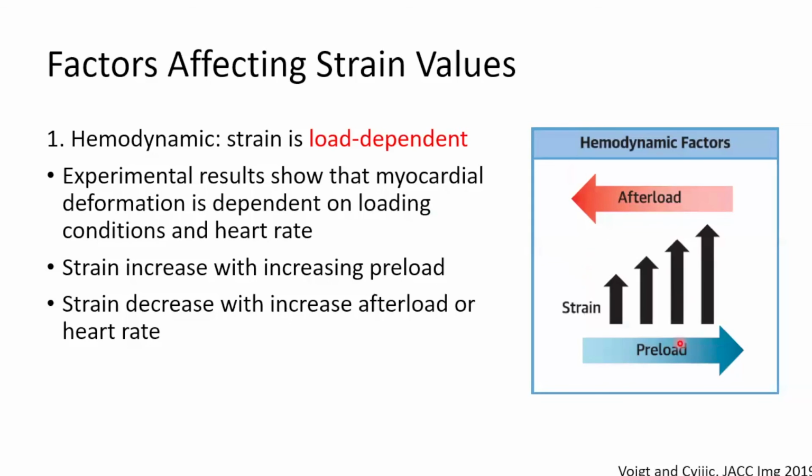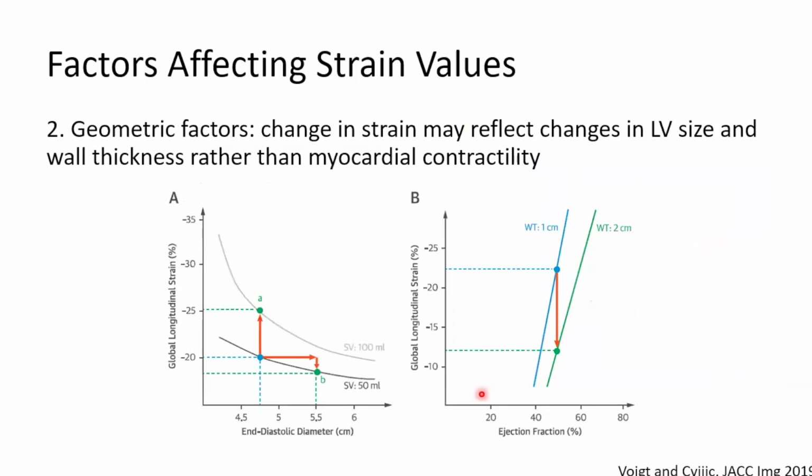We know that strain decreases as you decrease preload, and decreases as you increase afterload or with increased heart rate. Geometric factors also affect strain values. So a larger LV is actually known to have a lower strain amount, even though it's able to produce the same stroke volume.